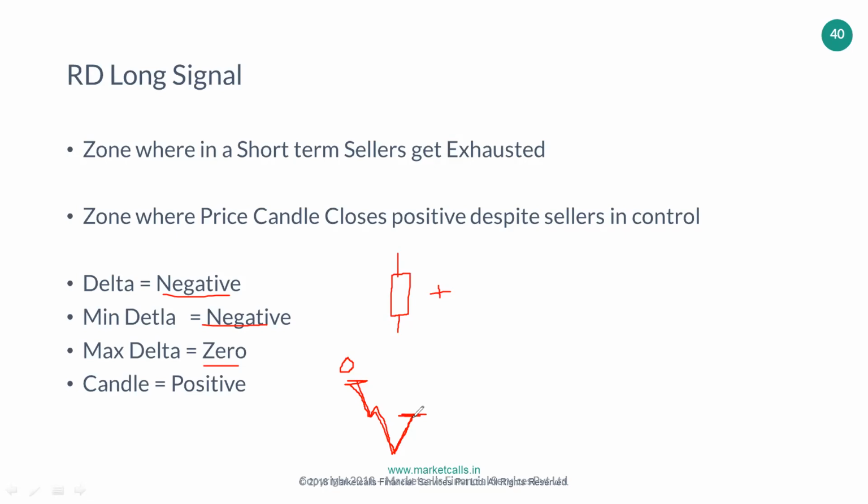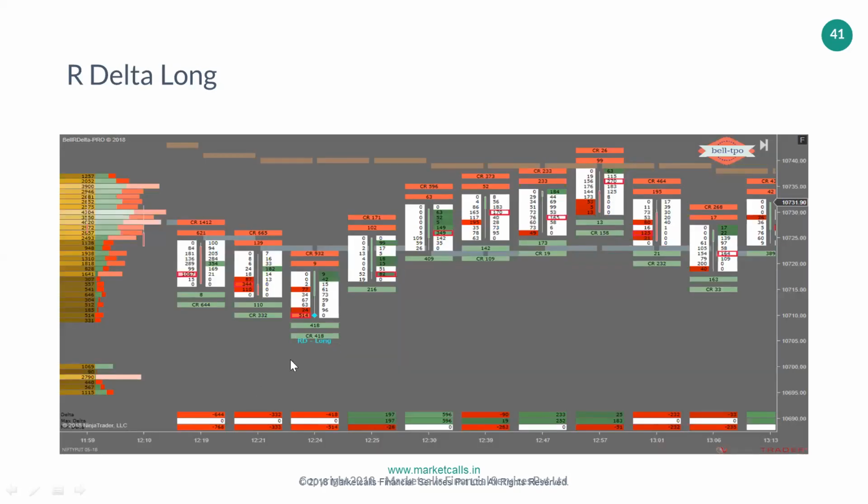That is how most R delta long signals look, and that is one form of momentum exhaustion setup, where you get an R delta long signal at the close of the candle. What one can do is take a stop, wait for a little bit of pullback, and enter your trade over here. Probably wait for 2 or 3 points of pullback. That is why your stop loss becomes a 5-point stop.